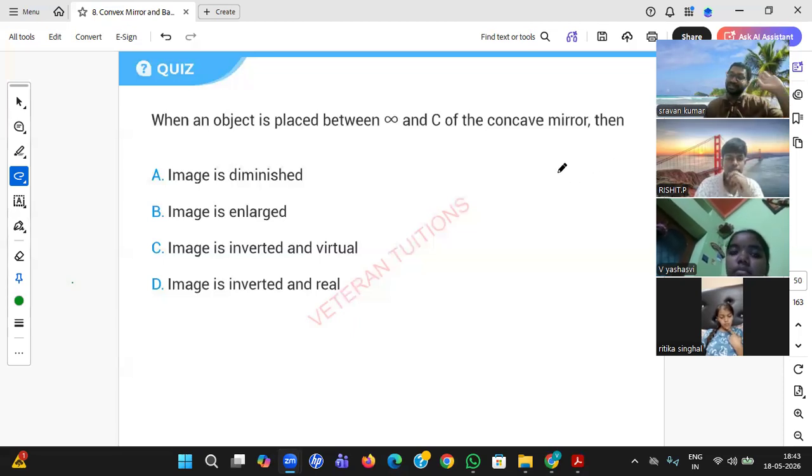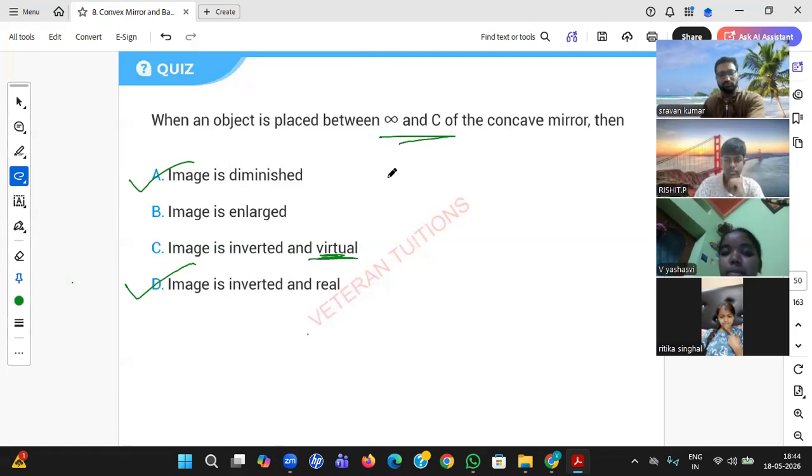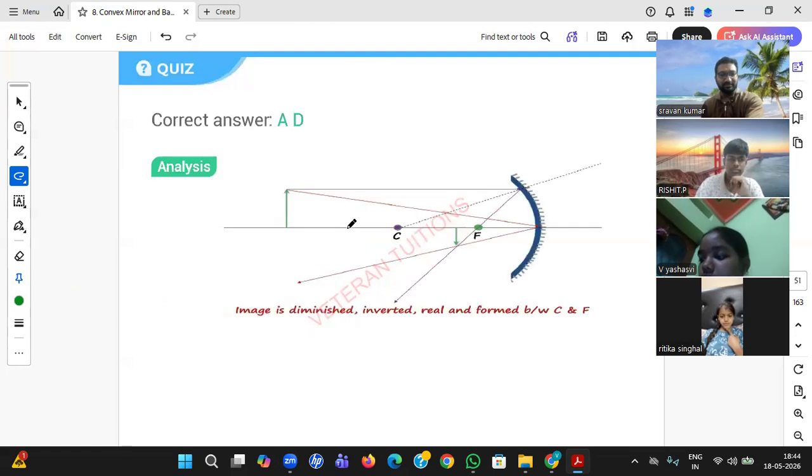Case number 1, the object is at infinity, beta. Case number 2, the object is shifted from infinity to C. Okay, between infinity and C. Then what are the options? The image is diminished, right answer. Then inverted and virtual. Virtual means upright, beta. Okay. Inverted and real size. A and D should be your answer. Yes, right answer. Okay. Case number 2, it is real and inverted. Yeah, you can look at here. Small also, inverted also.